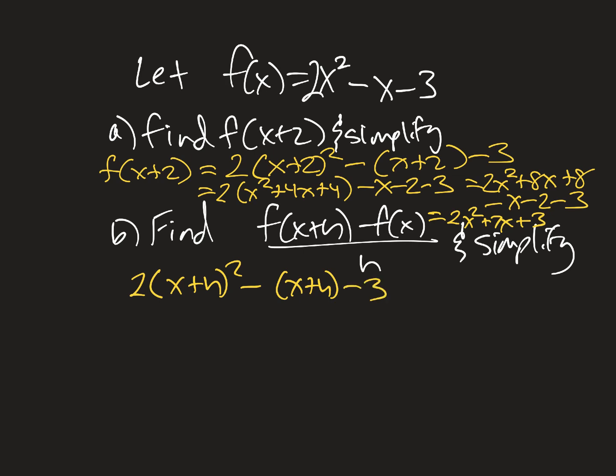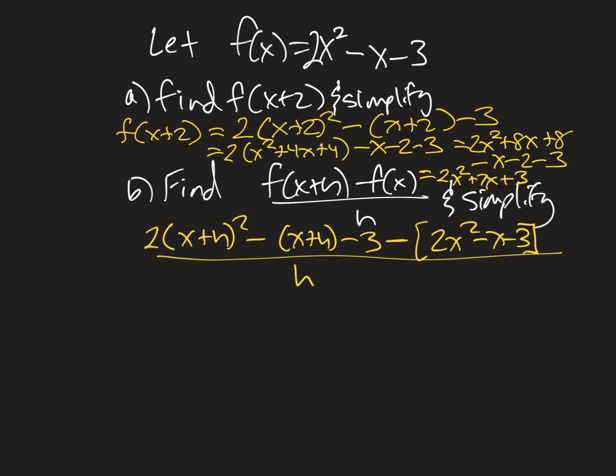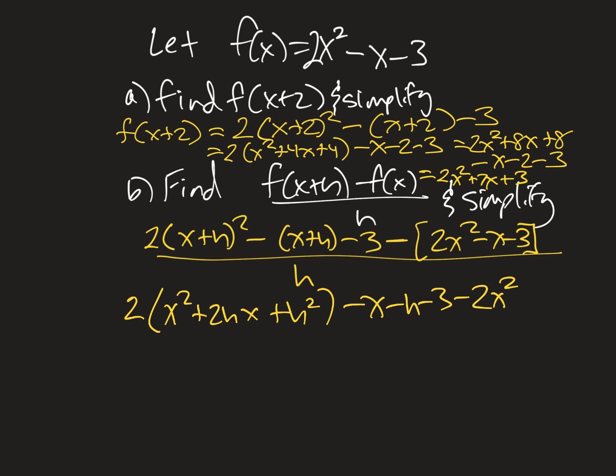And then from that, I'm subtracting the function itself, so minus f of x, and I'm dividing this whole thing by h. So then it just becomes a matter of cleaning this up. So simplifying, that is. So I've got 2 times x squared plus 2hx plus h squared minus x minus h minus 3 minus 2x squared plus x plus 3 all over h.